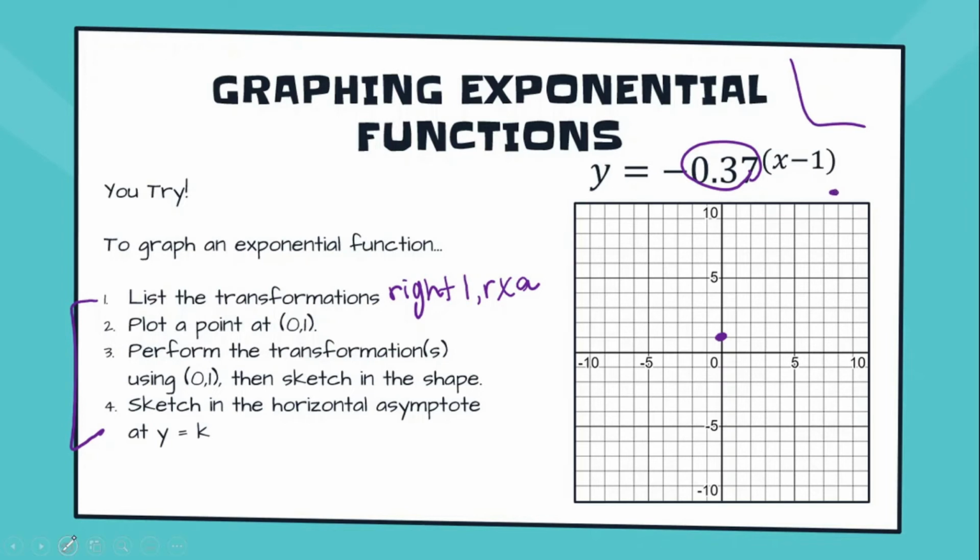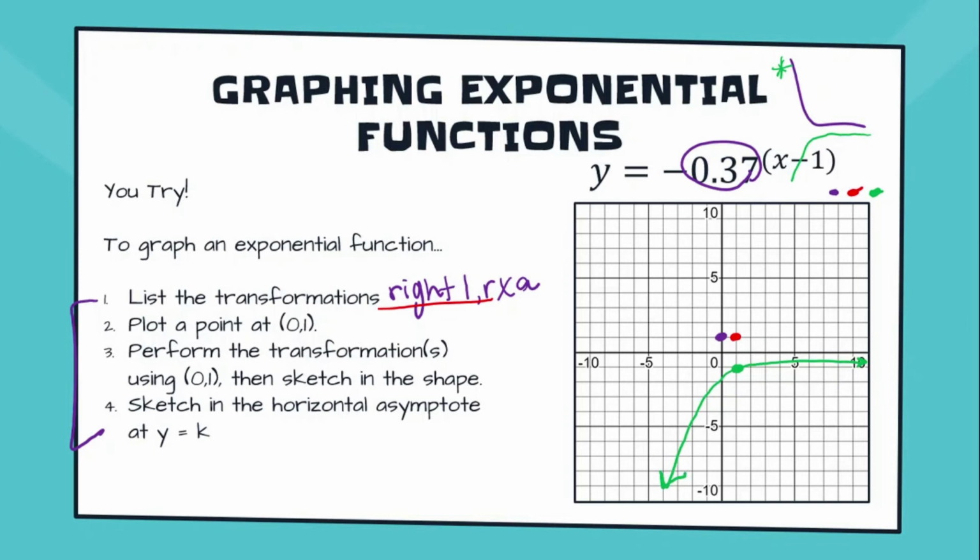Point at 0, 1, and we start with the shifting. We're going to shift it to the right one first. And then we will reflect him over the x-axis. Now the reflection is going to change the original shape, so pay attention to this. Originally, he looked like this up here, right? Well, when he reflects, now he's going to be like this. All right? So let's put that shape in there correctly.